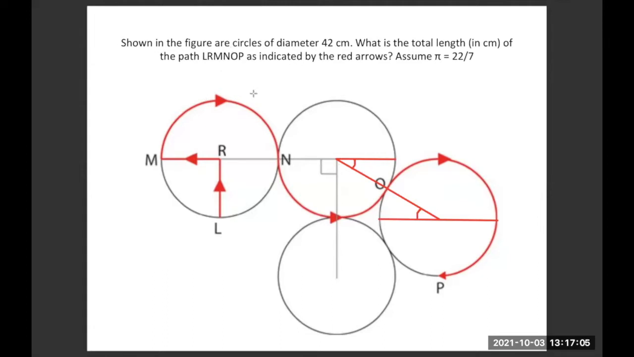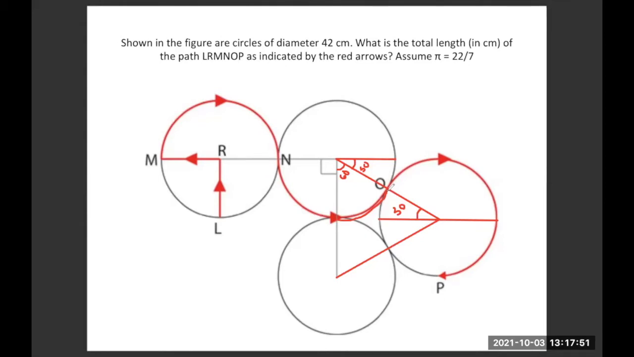If this is an equilateral triangle. 30. ये 30 है 30. ये भी 30 हुआ, alternative angles. और ये कितना होगा? 60. So if I have to find the length of this arc, तो कौन से फॉर्मूला से I will calculate? 2 pi r theta by 360.